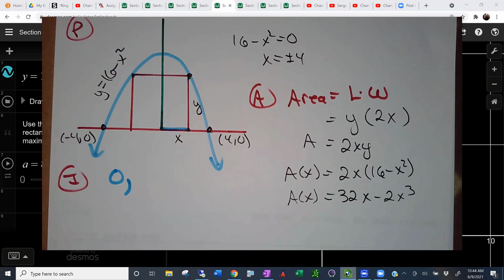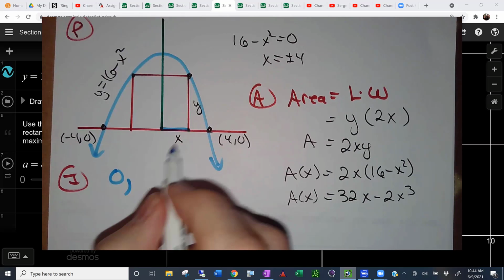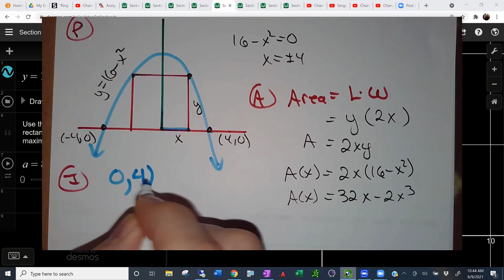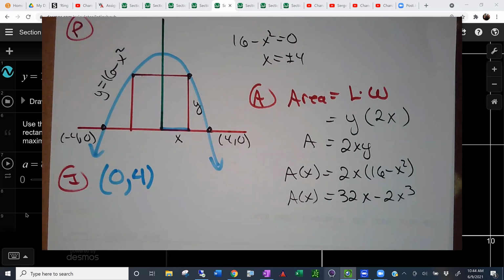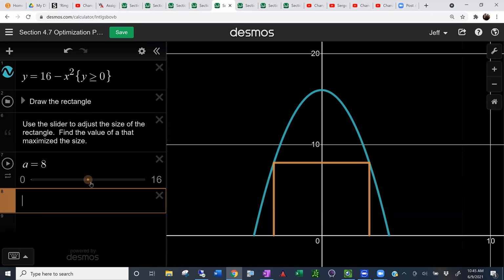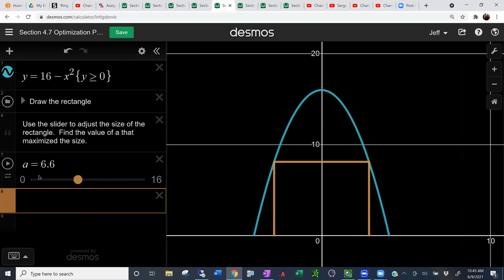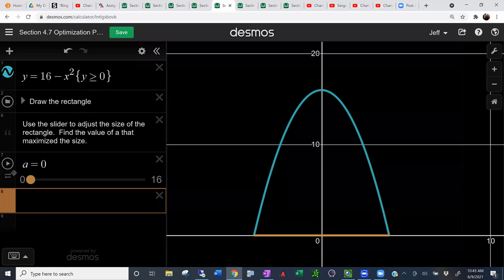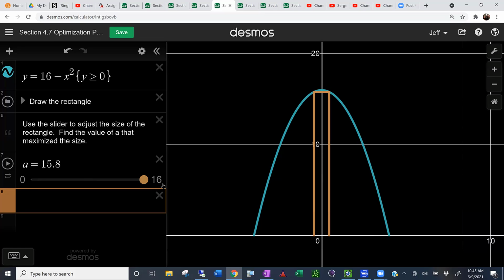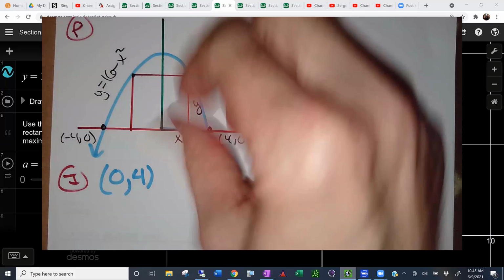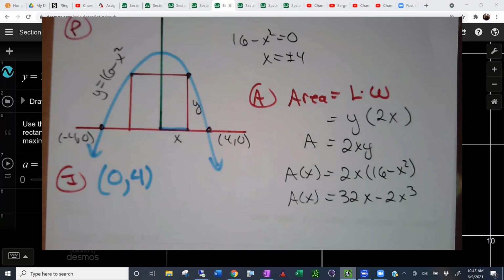And what's the most it could be? I think you already said it. What's the biggest that could be? 4. Now, I'm going to put parentheses on either end. The reason for that is because if we get all the way out to 4, then your rectangle has no height. If you go the other way to 0, then your rectangle has no width. So somewhere in between there has to be a happy medium that gives us the rectangle that maximizes that area.